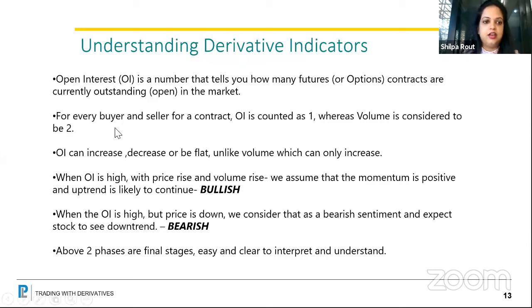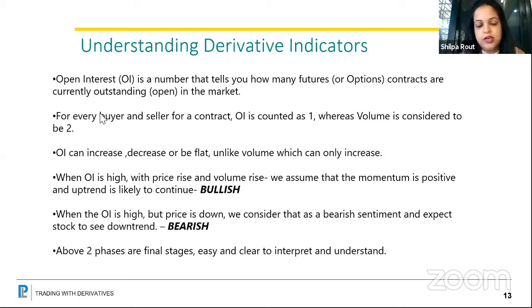It is the number of contracts that are currently outstanding in the market. For every buyer and seller for a contract, OI is counted as 1, whereas volume in this case would be counted as 2. So this is the one key difference between OI and volume. For OI, you need to have one buyer and one seller, then only it will be counted as 1. But volume in this case would be 2.